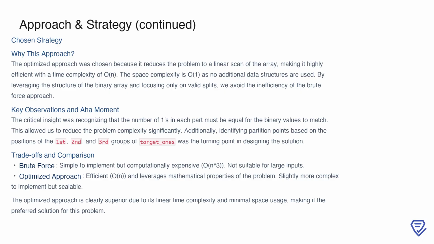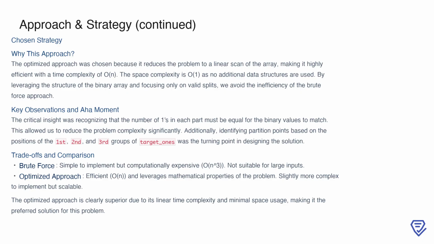It's also space efficient, requiring no additional data structures and maintaining a space complexity of 1. The key insight driving this solution is that for the binary values to be equal, each part must contain the same number of ones. Recognizing this allowed us to simplify the problem dramatically. Locating the partition points based on the positions of the first, second, and third groups of target_ones was a pivotal realization that shaped the final design.